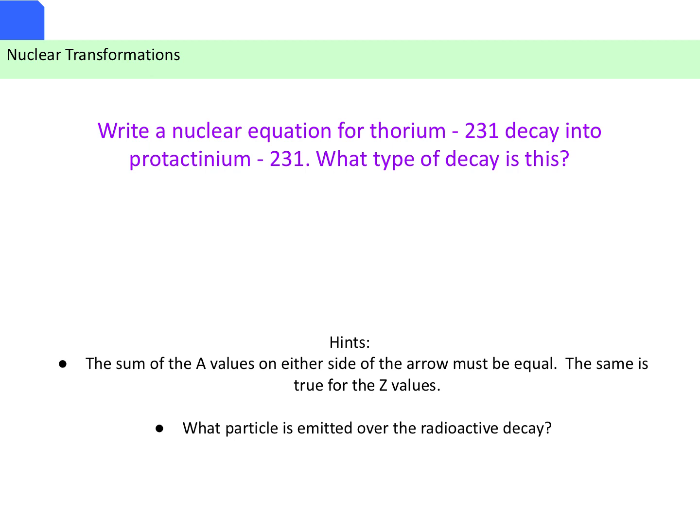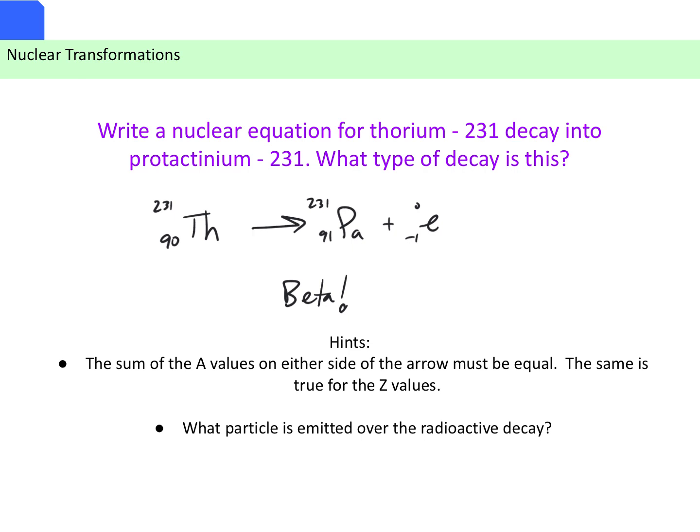Now the last one I want to talk about is this one, where I say, write the nuclear equation for thorium-231, which is the mass of the thorium, as it decays into protactinium-231. What type of decay is this? And so thorium has an atomic number of 90, and that's going to decay into protactinium, which has an atomic number of 91. And so I go from a low atomic number to a higher atomic number, and in order to do that, I must need to also produce an electron, and because an electron is produced, this is a beta decay or a beta emission sort of situation.